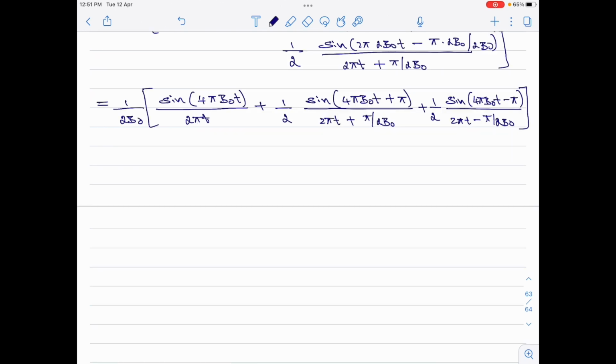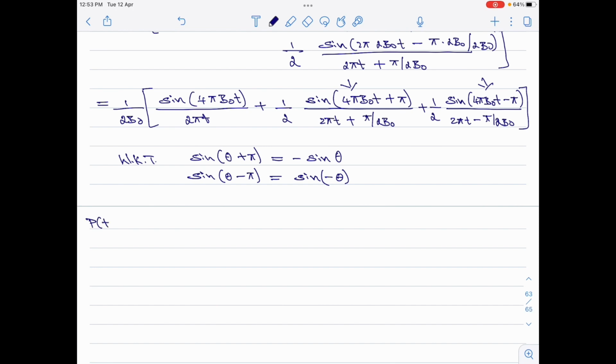Now here if you look at this part, we have sin some value plus pi, and then here we have sin some value minus pi. So, let us now use those values. We know that sin of theta plus pi is equal to minus of sin theta, and sin of theta minus pi is equal to sin of minus theta. Let us now use these trigonometric functions and reduce the equation for P of t.